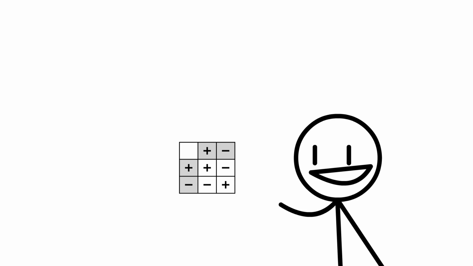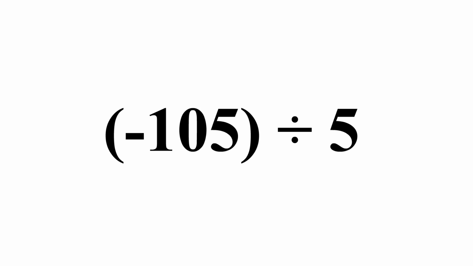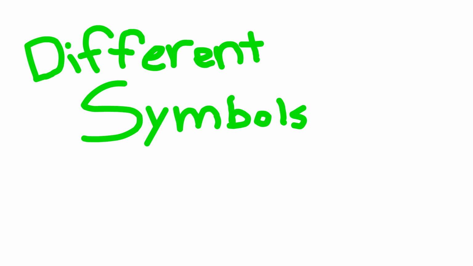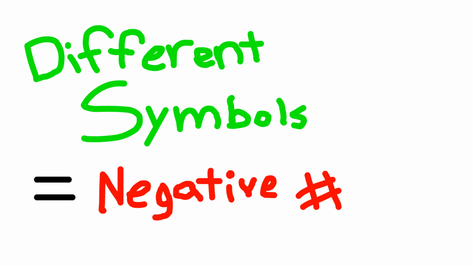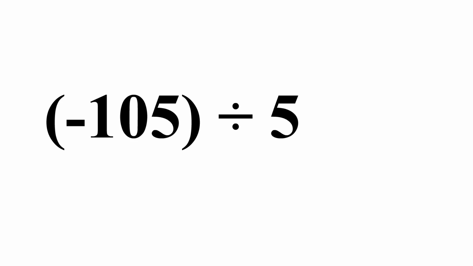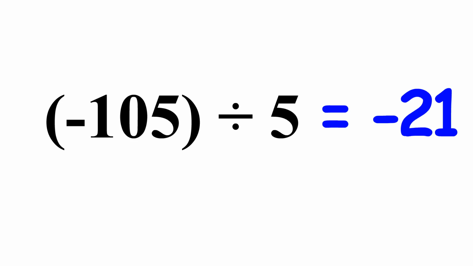Now you're going to convert it. We're going to look at the original question. On this side, it's negative 105, and on this side, it's 5. Because they're different symbols, the answer is obviously going to be a negative number. So because of that, the answer to this question is negative 21.